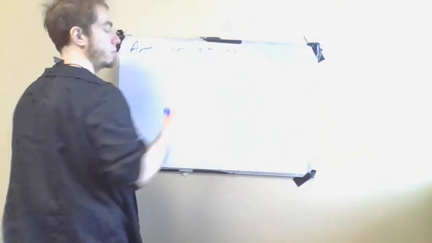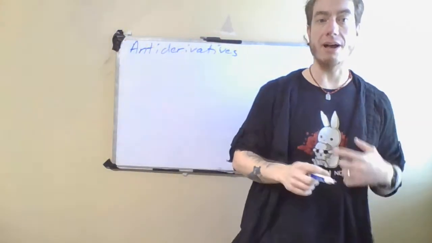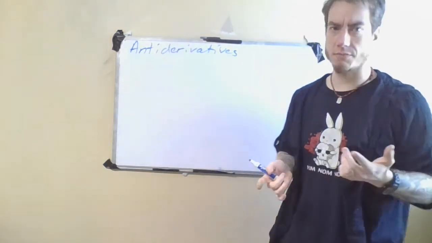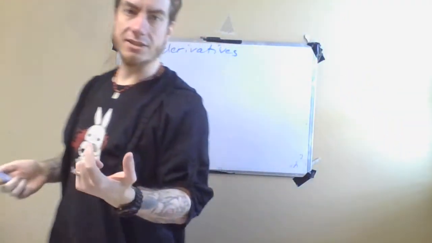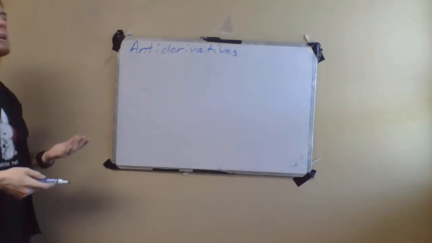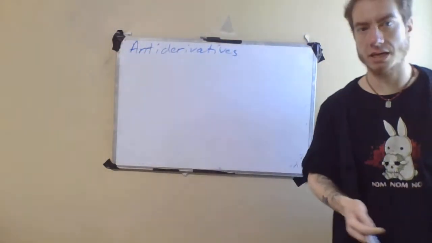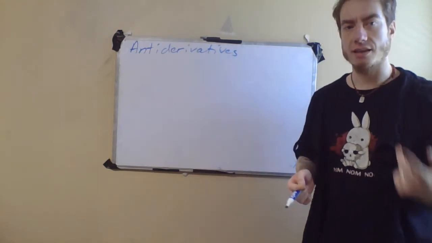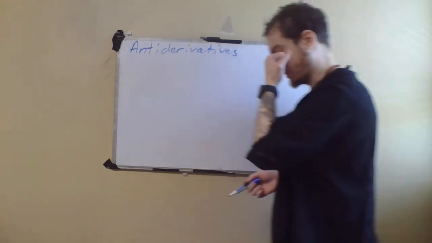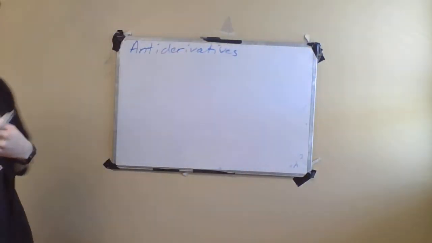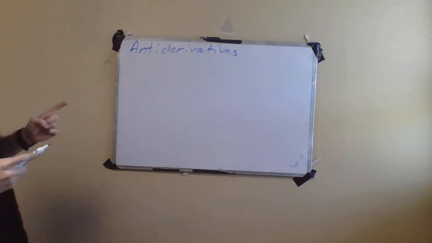So we spent much of the semester talking about derivatives. We started the semester talking about limits and continuity, but then we pretty quickly got into derivatives, and we spent pretty much the rest of our time talking about derivatives, how you find them, what you can do with them. Now we want to talk about sort of the opposite of a derivative.